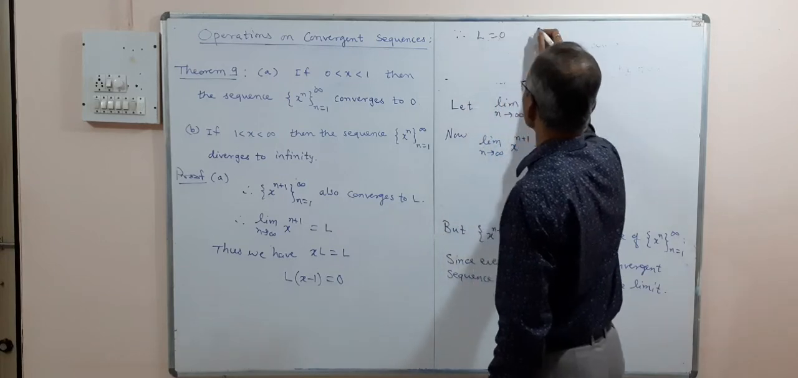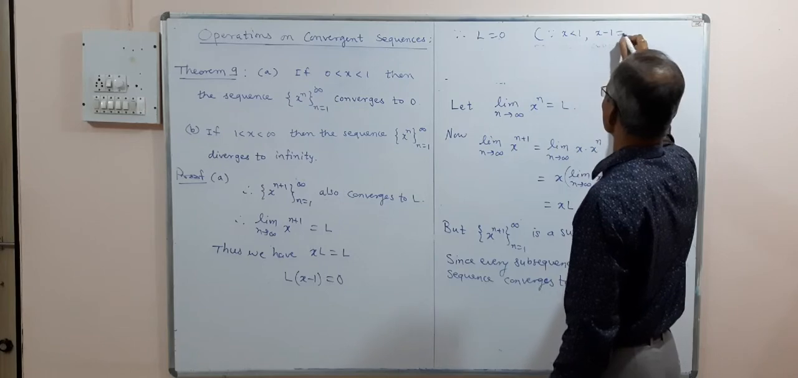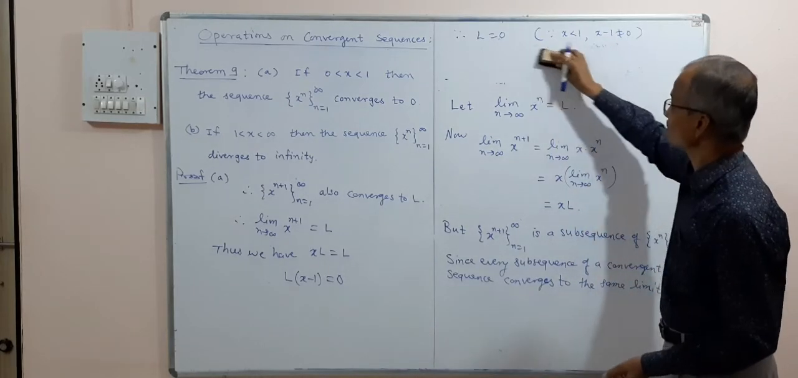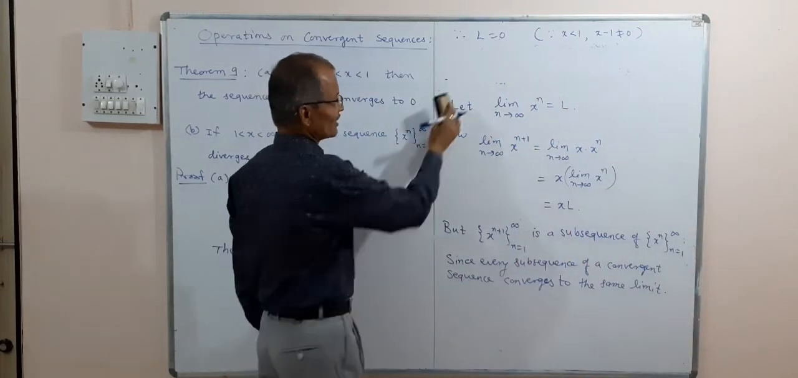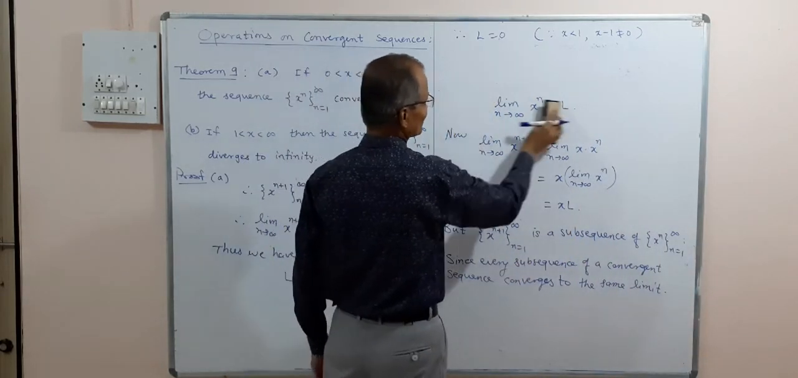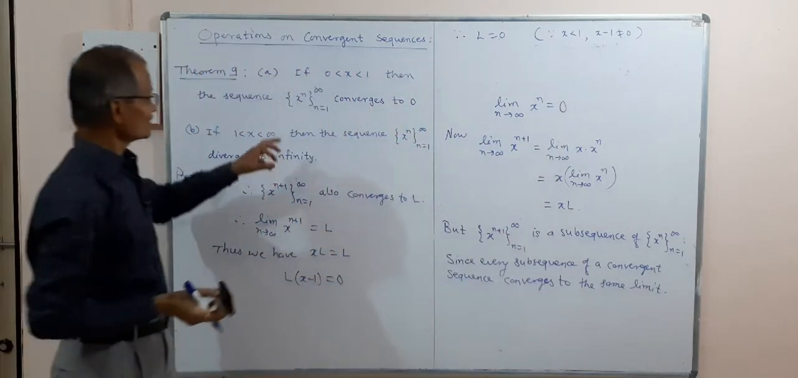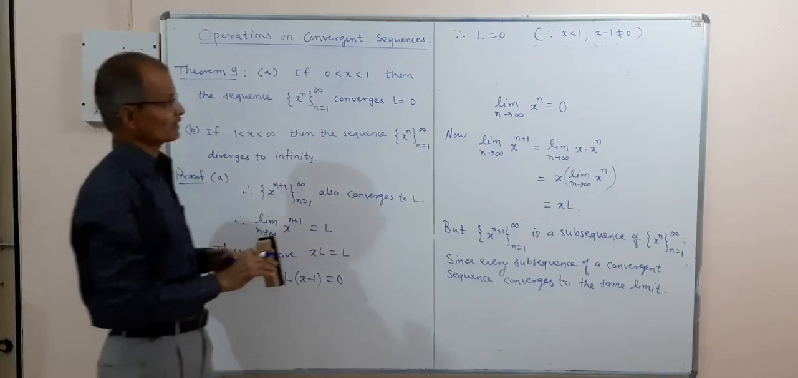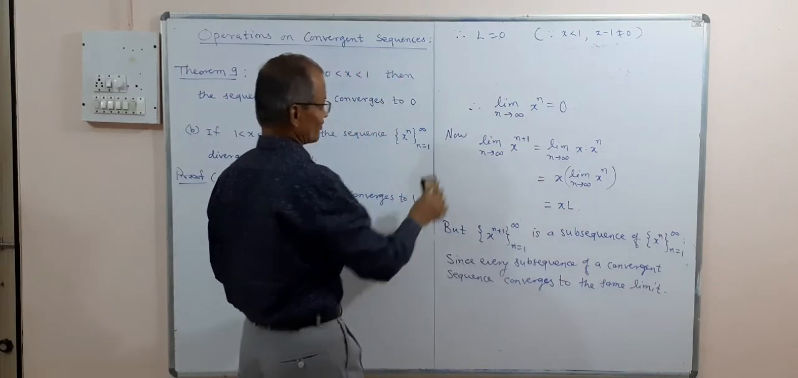L is 0 since x is less than 1, x minus 1 is not equal to 0, and therefore we must have L is 0, and L is 0 means what? L is the limit of the sequence. So limit of x raised to n is equal to 0, or this means the sequence x raised to n converges to 0. So this proves the first part, and now we shall consider the second part as b.